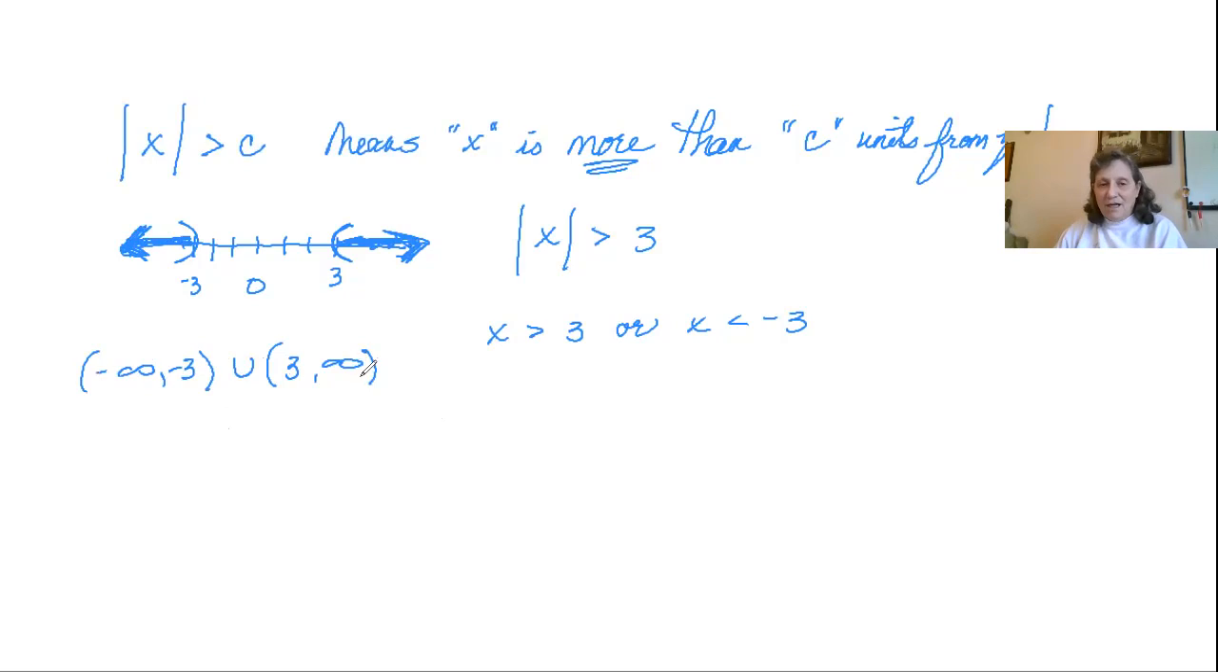It's the combined intervals, not that they touch. It's not saying they cross. It says it takes both of these to make up the answer. So if we had, let's switch things up, the absolute value of 6 minus 4x plus 5 is greater than or equal to -3.